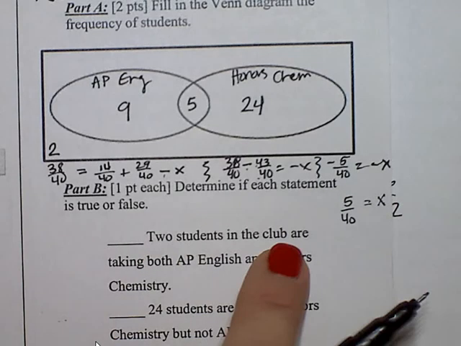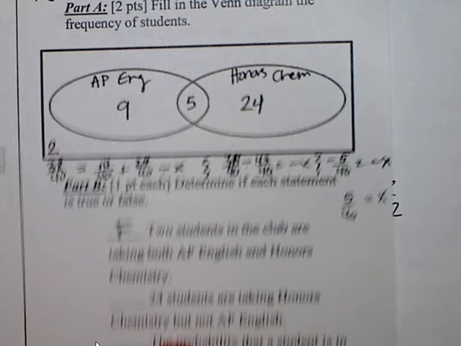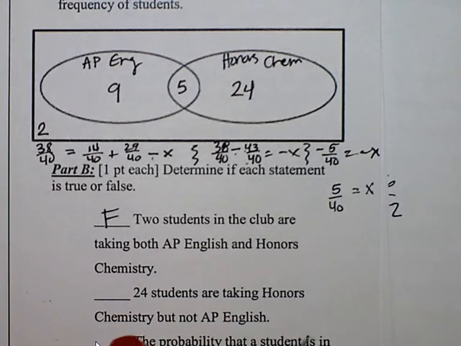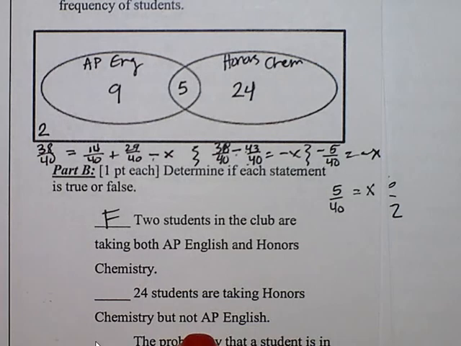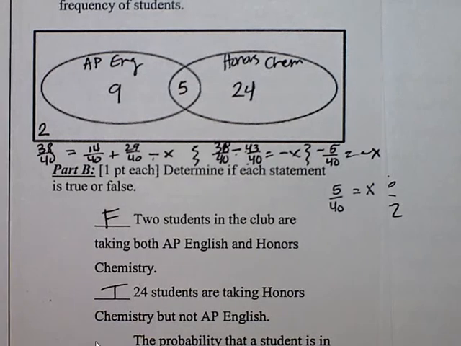Okay, here we go. 2 students in the club are taking both, true or false? 24 students are taking honors chemistry, but not AP English. That's true. You guys are faster than I am.